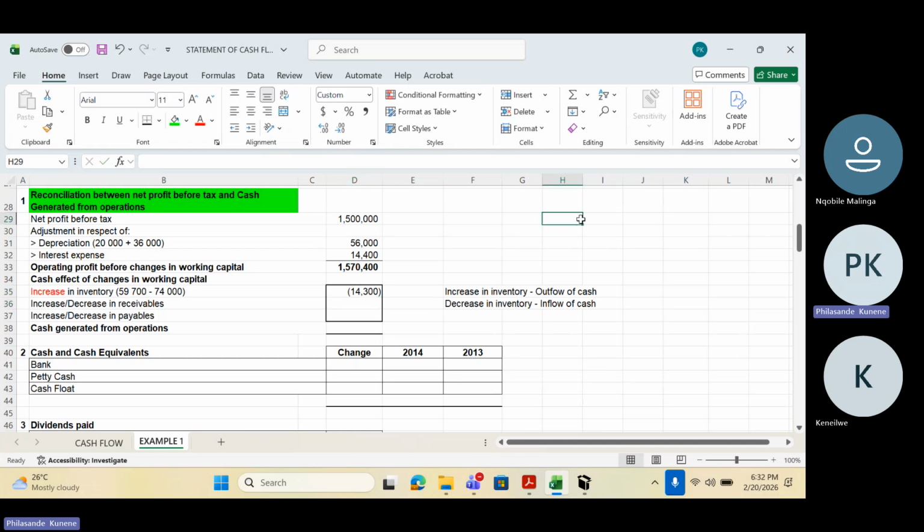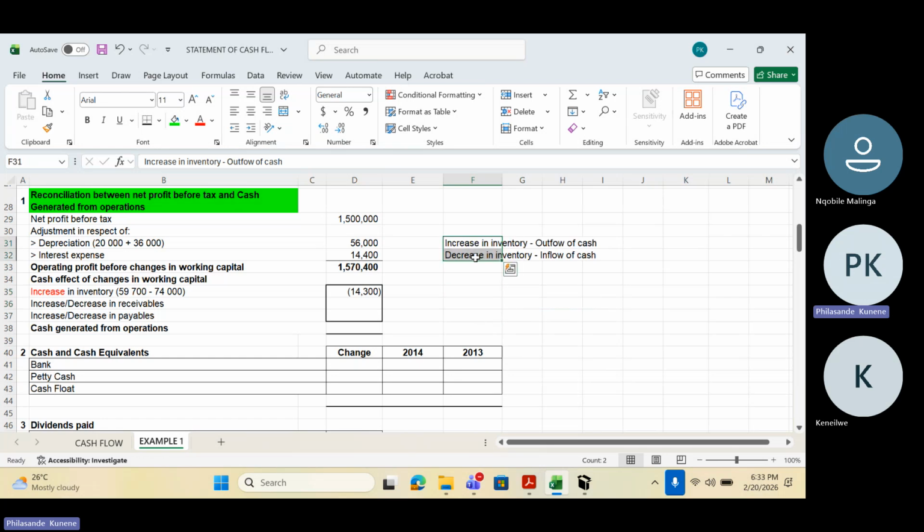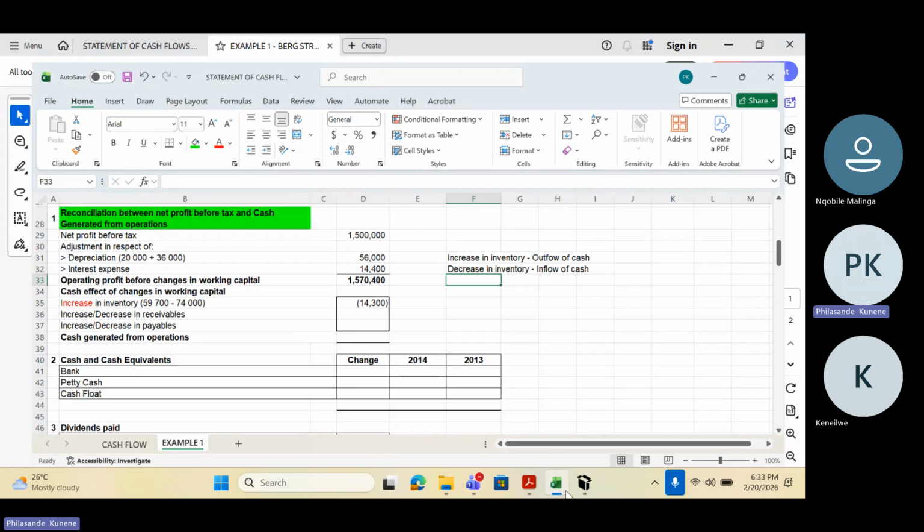Okay. Are you following this one, Simang, on your side? Yes, I'm following. Okay, please pay attention to this one because I want you to understand that when we're saying inventory is increasing, it is an outflow of cash, because I went to buy inventory. When you're buying inventory, you're going to use cash, so obviously there will be a movement of cash going out. But if there is a decrease in inventory, that is going to be an inflow of cash. It means you sold inventory and you received cash. That's why inventory decreased.